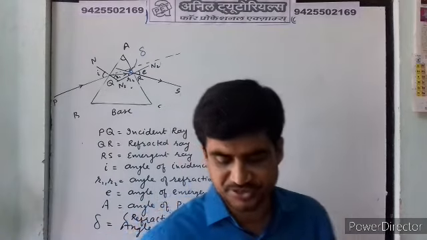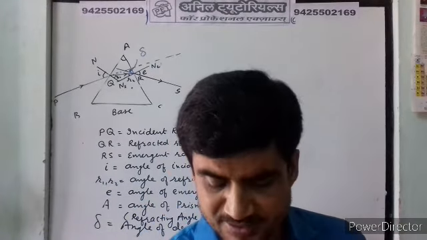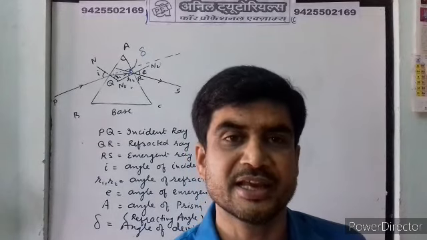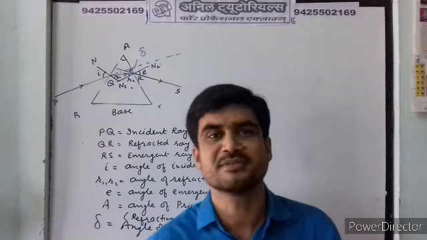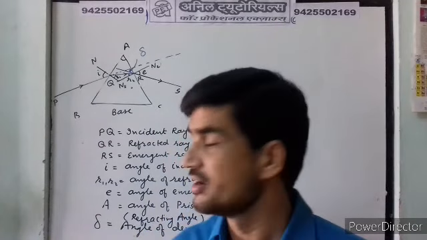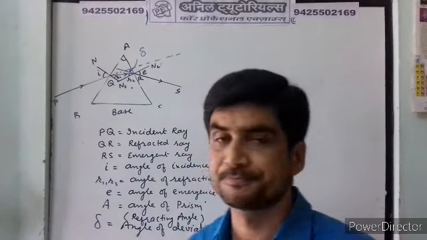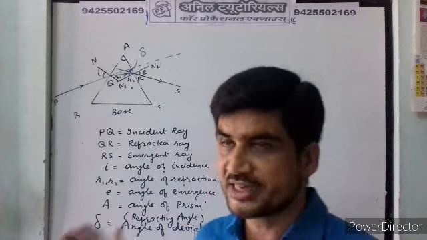Angle of deviation. What is the angle of deviation? We can define the angle between the initial incident ray and the final emergent ray as the angle of deviation. Up to here it is clear.